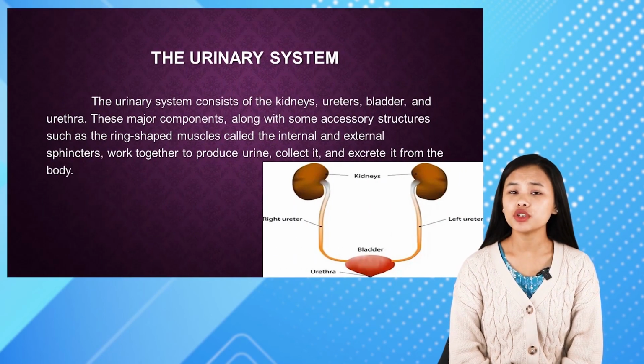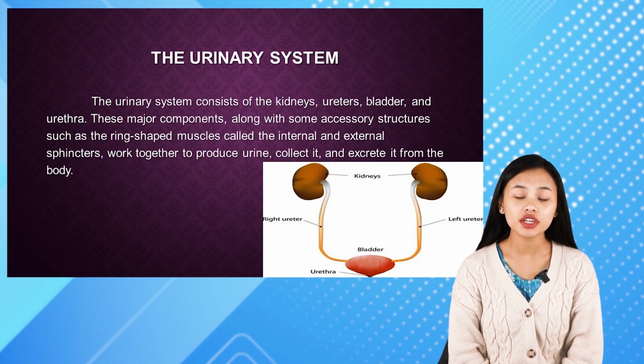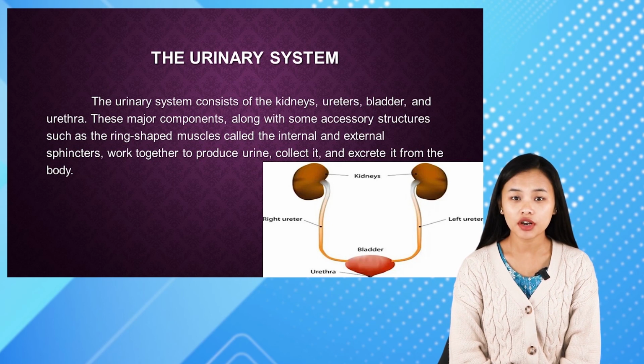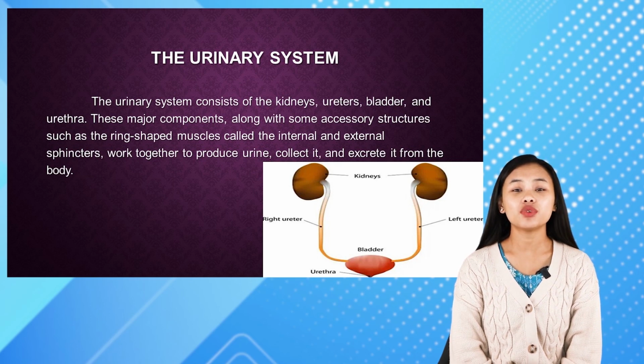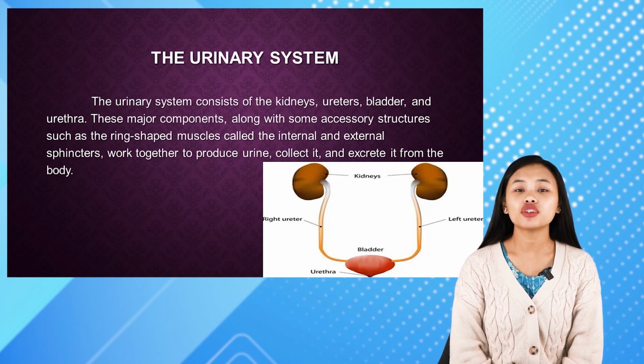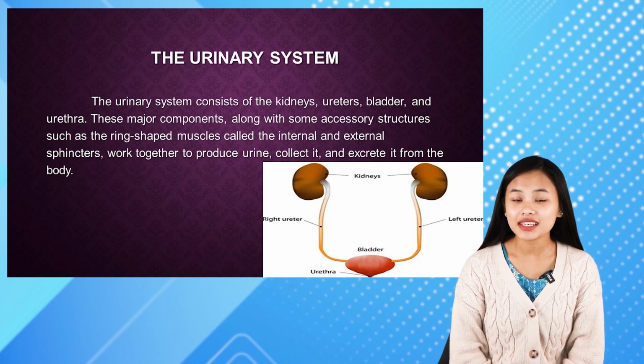So here, as we know, the organs which are involved in urinary elimination include the kidney, the ureters, the bladder, and the urethra. However, these major components, along with some accessory structures such as the ring-shaped muscles known as the internal and the external sphincters, work together in order to produce urine, collect it, and then excrete it from the body.